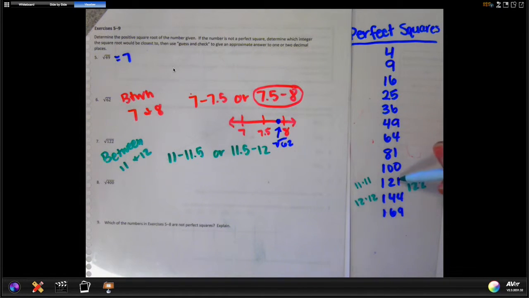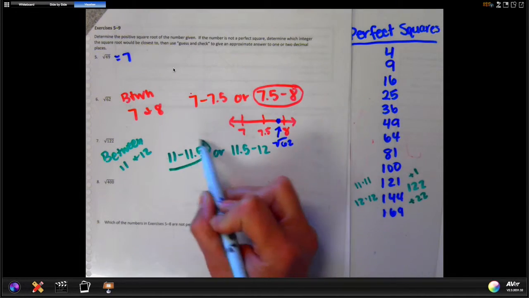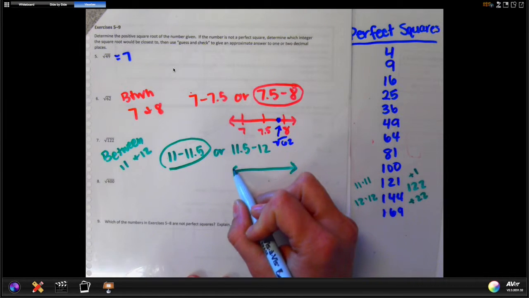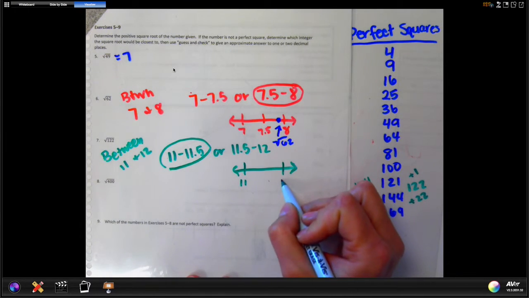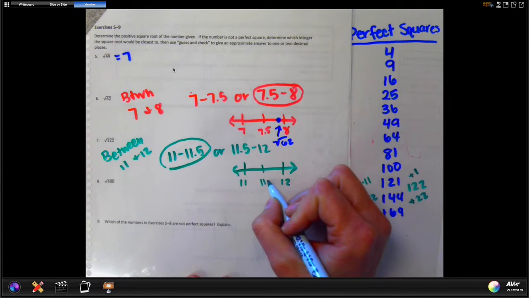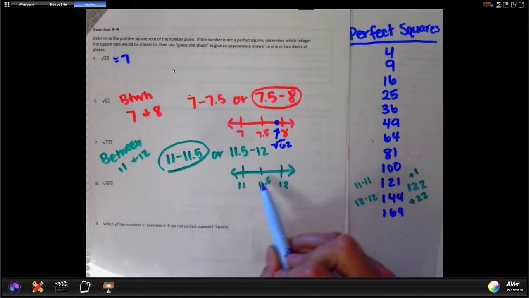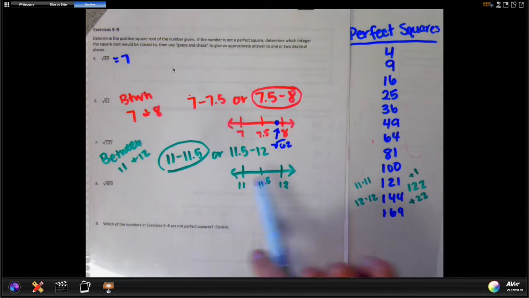Okay, 122 now. The distance between 121 and 122, that's close. That's only one distance. The distance between 122 and 144, that's pretty far. That's 22 away. So we know it's going to be between 11 and 11.5. Now, when we go to put that on a number line, okay, 11, we need 12. We're going to need 11.5. Now the question is, we know our dot is going to fall between 11 and 11.5, but where is it going to lean? Is it going to go right in the middle of those two, or is it going to be closer to 11 or 11.5?